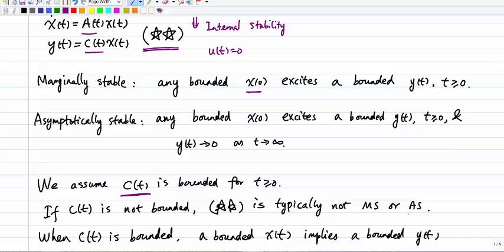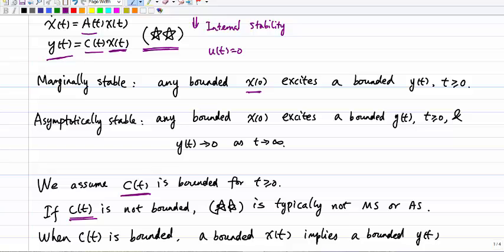The reason is, if this is not bounded, as you can see, I should be able to find some xt such that it is not bounded. This will go to infinity. That also means I can select some initial condition which is bounded, and this will give me an infinite y sub t, which means the system is not marginally stable, it's not asymptotically stable.